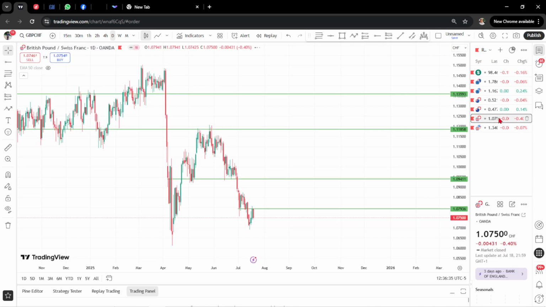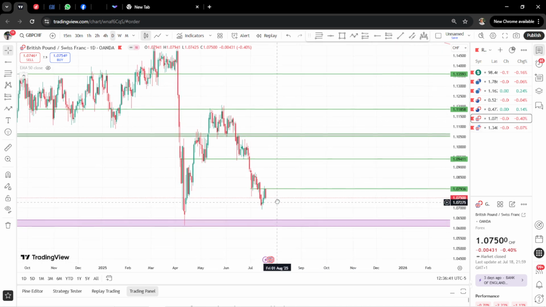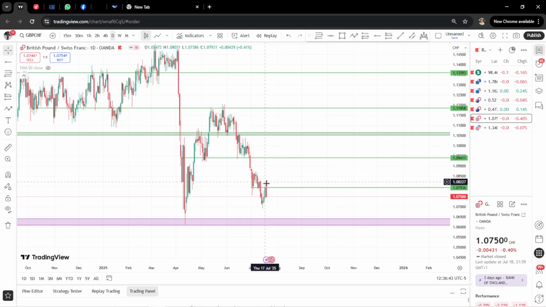Next on my list is GBPCHF. Same thing. I can't tell what the market wants to do next. I wanted a pullback to happen around this area, but the market just keeps on dropping, and I don't know what GBPCHF is doing.